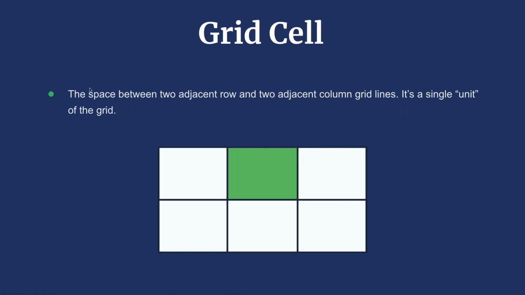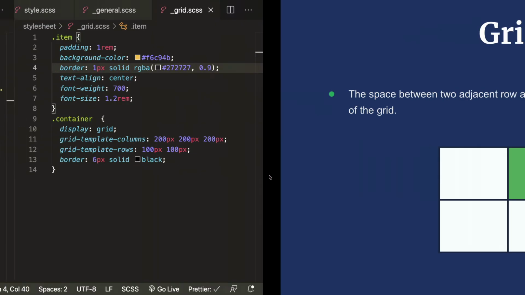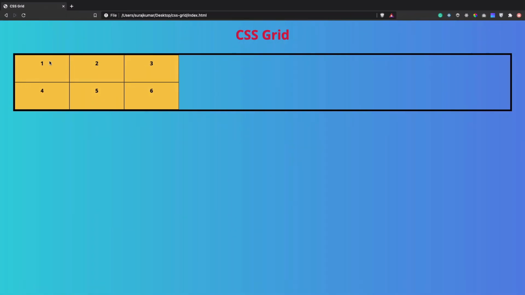After that, we have grid cell. The space between two adjacent row and two adjacent column grid lines is known as a grid cell. It is a single unit of the grid, as you can see. That's the grid cell. So here we can say individual cells: first, second, third, fourth, fifth, sixth. So these are the individual cells. Okay guys, so these are a few important terminologies that you must keep in mind. Although all these terminologies might not make sense to you now, later on they will help you when you work with the different properties and values of CSS Grid.